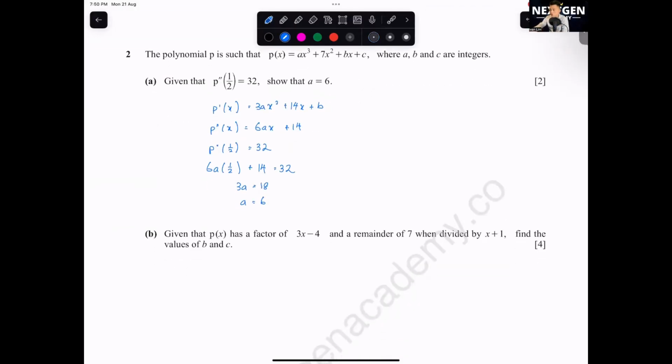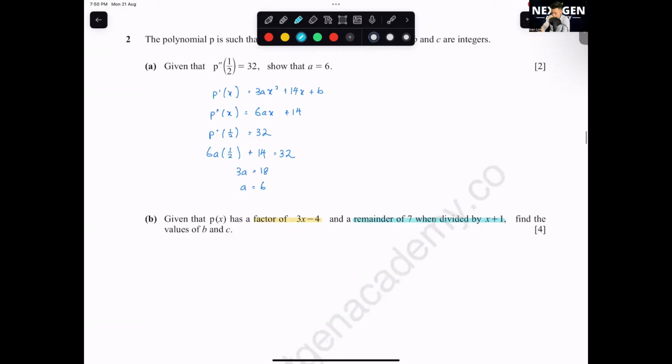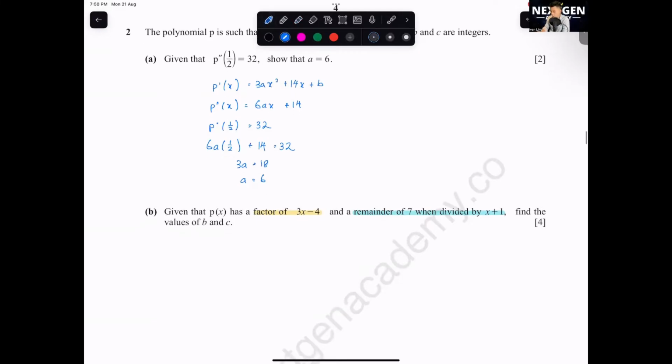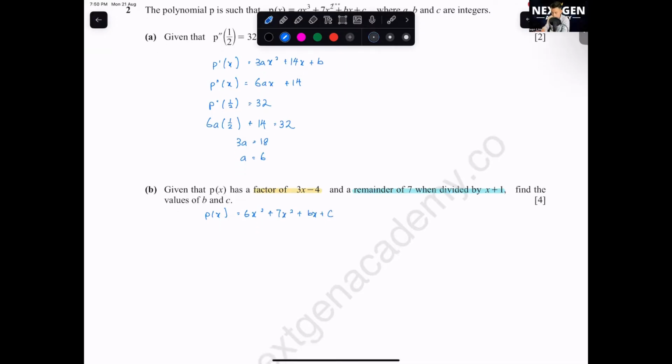Okay, let's go to question B. Given that p(x) has a factor of 3x minus 4 and a remainder of 7 when divided by x plus 1, find the value of b and c. So we write down what is p(x) first. So p(x) is equal to 6x cubed plus 7x squared plus bx plus c. If it's a factor, we are going to use the factor theorem. So p(4/3) equals 0.